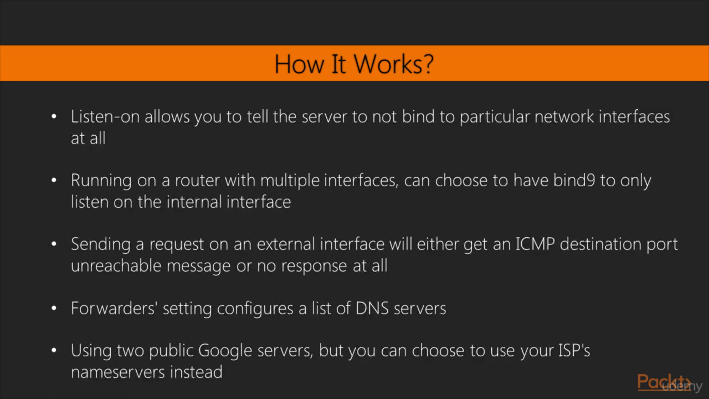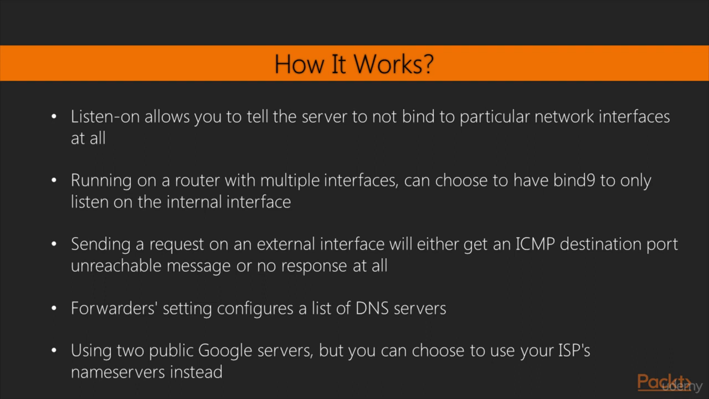Listen-on takes restrictions one step further by allowing you to tell the server to not bind to particular network interfaces at all. If you're running on a router with multiple interfaces, you can choose to have bind 9 only listen on the internal interface. Depending on your firewall configuration, this means that someone sending a request on an external interface will either get an ICMP destination port unreachable message or no response at all.